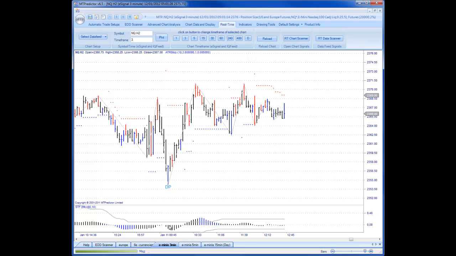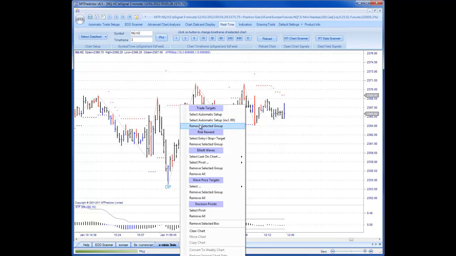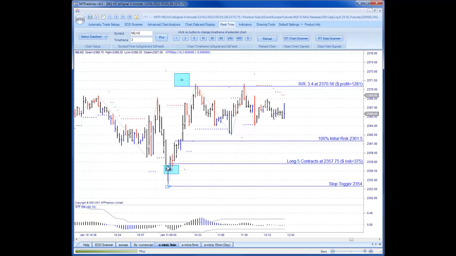You can see it's on a black STF, so just like the YM, it was okay for standard traders to take, and as you can see here, the NQ came in here beautifully, went up to the first target for a lovely plus 3.4R profit.